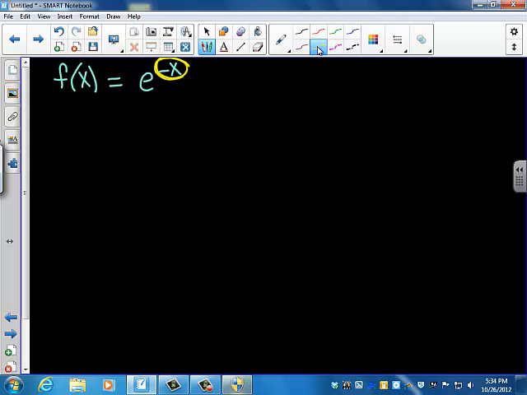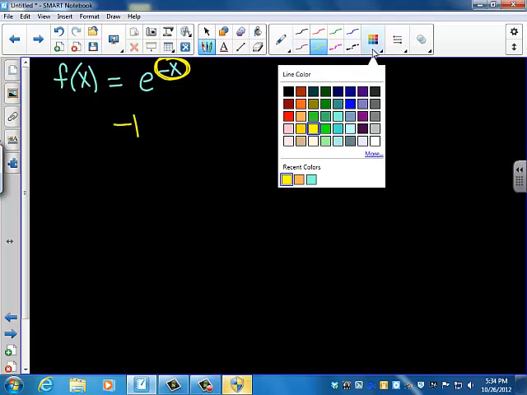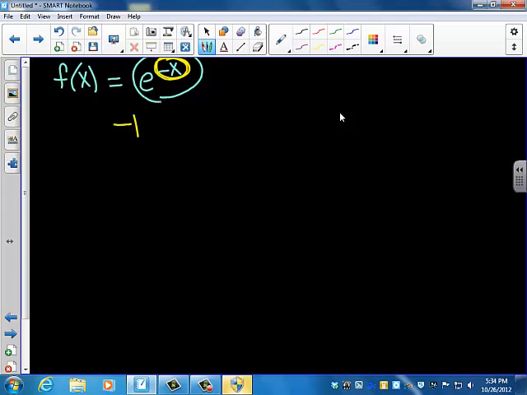My exponent is my inside. So what's the derivative of my exponent there? Well, that's just negative 1, right? Alright, the derivative of the whole thing is just the outside. What we're looking at is just e to the negative x. Well, that's just negative e to the negative x.